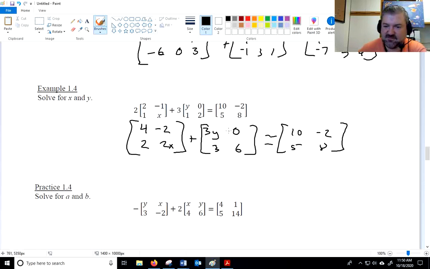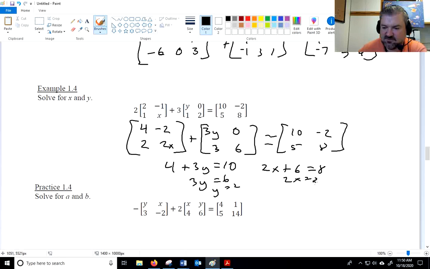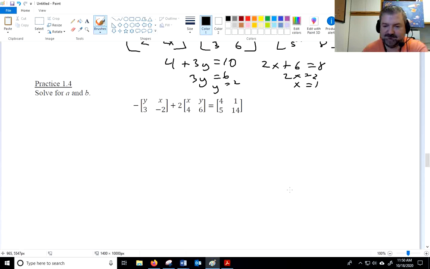So what does that tell me? Well, that tells me that 4 plus 3y must equal 10. So 3y is equal to 6, so y is 2. And it also tells me that 2x plus 6 is equal to 8. So 2x is equal to 2, so x is equal to 1. And that's how that works. All right, you try the practice problem, please.